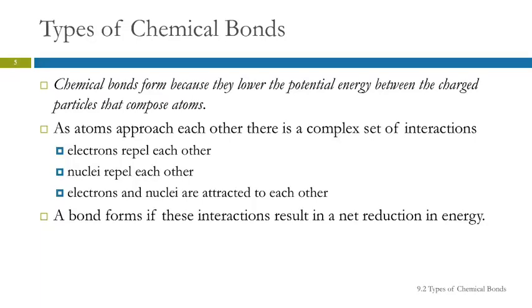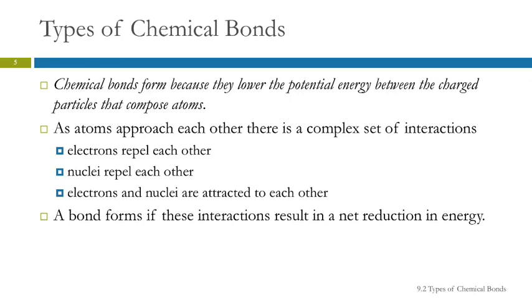So let's talk about chemical bonds a little bit. A chemical bond is formed because the energy is lowered when those two atoms come together. And it has to do with interactions between charged particles. As the atoms approach each other, we've got complex interactions going on.